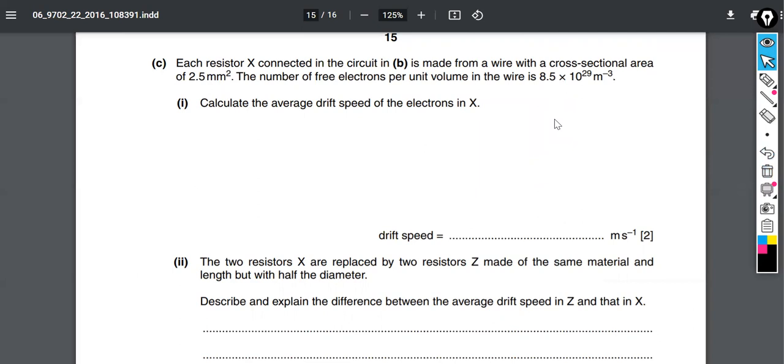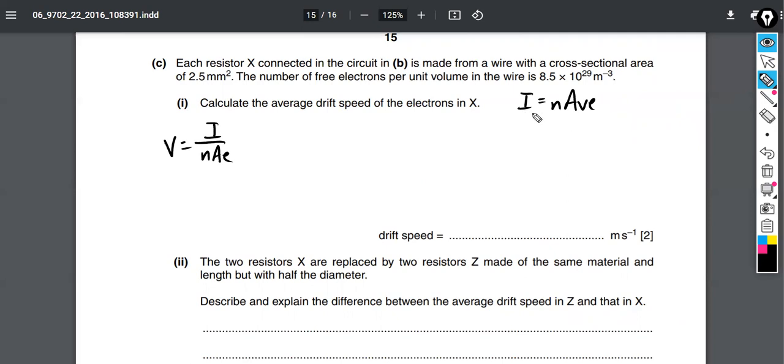All right, each resistor X connected in the circuit is made from a wire with a certain cross-sectional area, and the number of free electrons per unit volume is given there. That given information should jog your memory to an equation that we derived a few weeks ago. If it didn't, then maybe calculate the average drift speed of the electrons would. So hopefully you read that and go, oh, that's the equation for current, I equals nAvE. v is the velocity it's talking about here, the drift speed. So if we're calculating that, then we want v equals I over nAe.